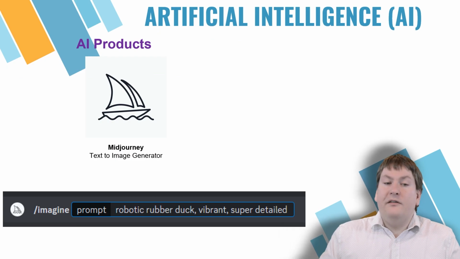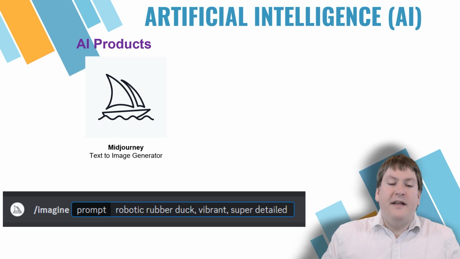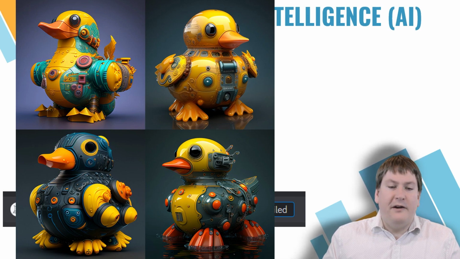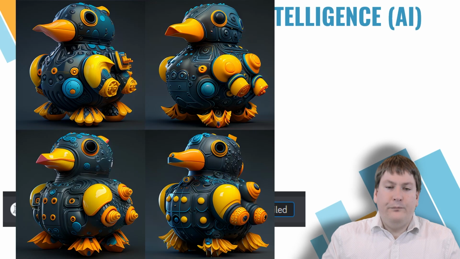So there are other products that do things like this. Another great example is Midjourney. It's less powerful in terms of understanding written prompts, but the results are a little bit more impressive in my opinion. So in this case, the prompt we're giving it is robotic rubber duck, vibrant, super detailed, and we would get an output like this, which is 4 different options we can pick from. All of them look quite interesting, but if we selected one and asked for more variations on it, we might get something like this. So similar to the one we selected, but a few different options.